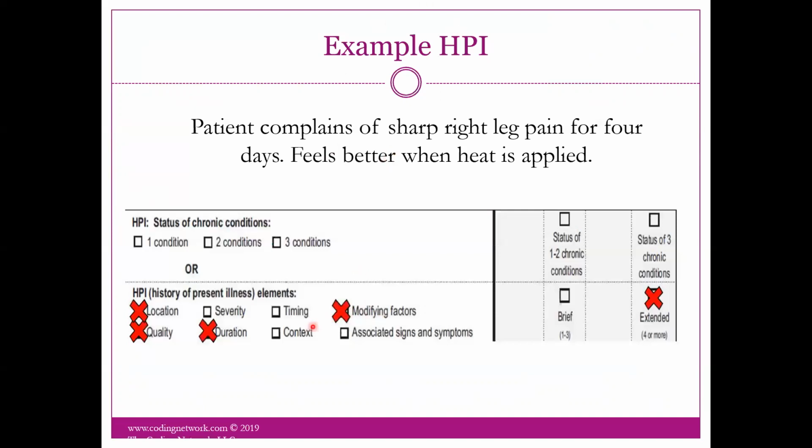Now, as an alternative to documenting these HPI elements, there's something called the status of 3 chronic conditions. And this could come into play with the follow-up visits, probably more so, where instead of worrying about the HPI elements, you could just document the status of the chronic conditions. And if you document 3, for example, that correlates with the 4 HPI. You don't need to do both. You can just do one or the other.